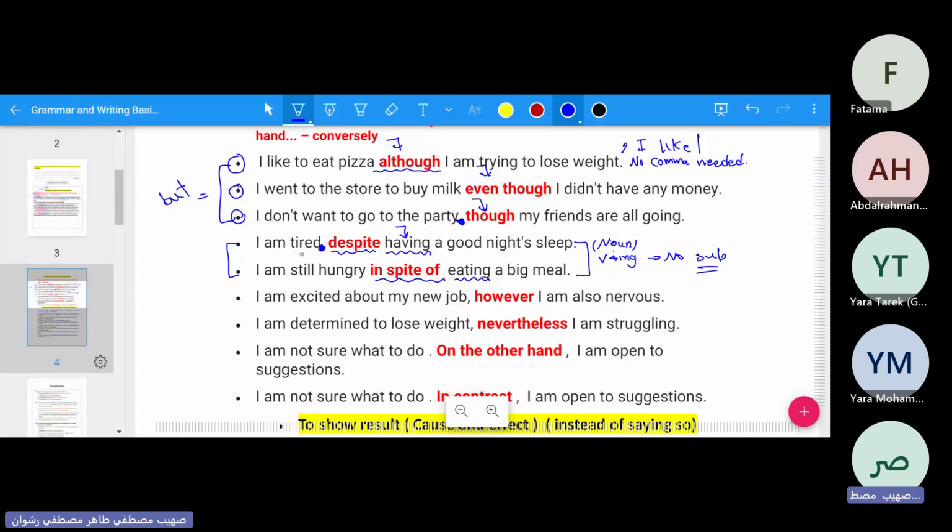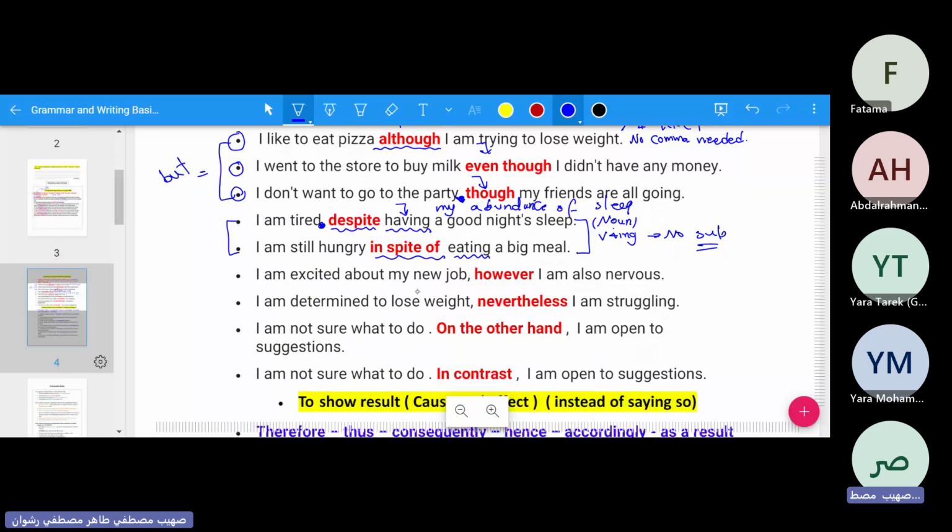Okay, so we can say I'm tired despite my lack of, oh, not lack, my abundance of sleep. This is a noun. So despite, in spite of, this is the only exclusion. They are followed by a noun or a verb and ing. Okay?